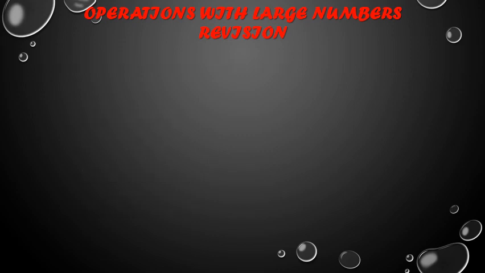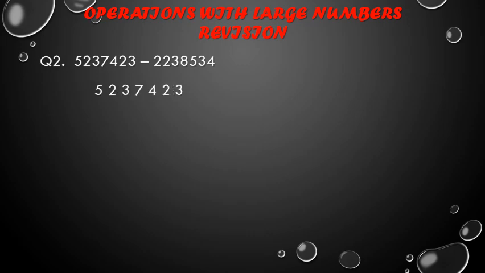Now let's come to the next question of this revision work, and this is question number 2. Here we have to do the operation of subtraction. So here we will subtract the smaller number 2238534 from the larger number 5237423. So first of all we will put the larger number at the top and the smaller number at the bottom, and then we will subtract.